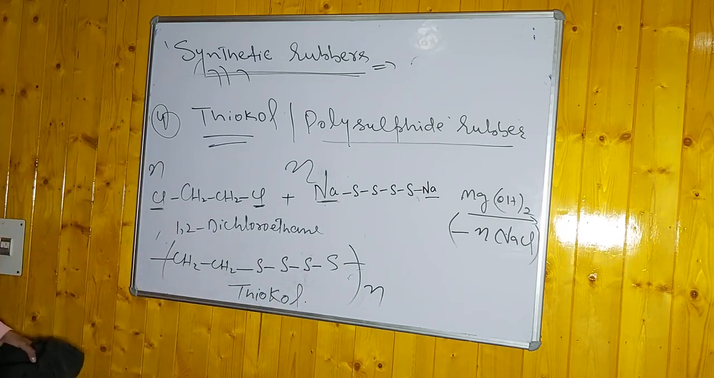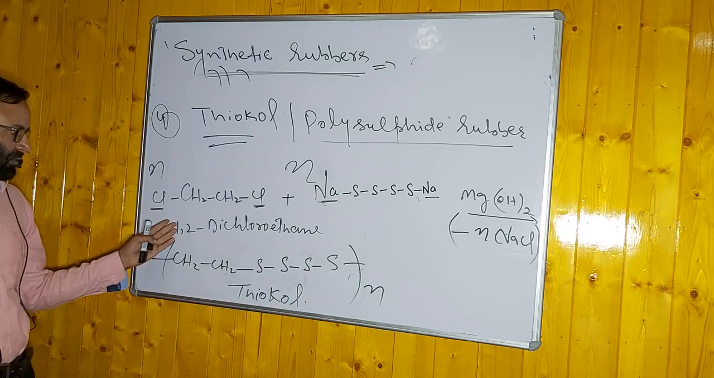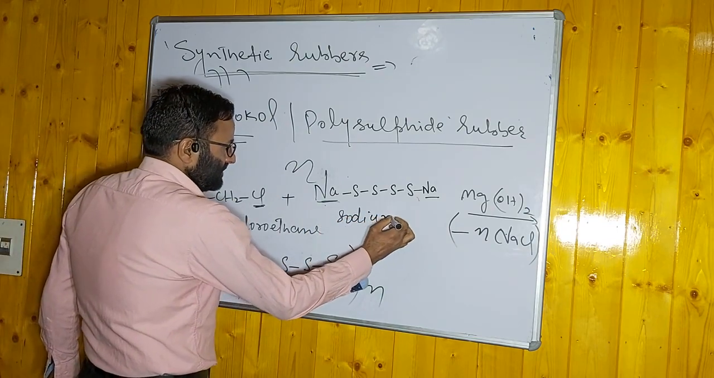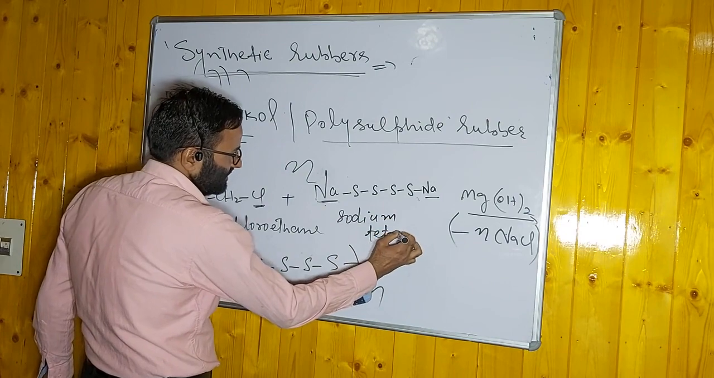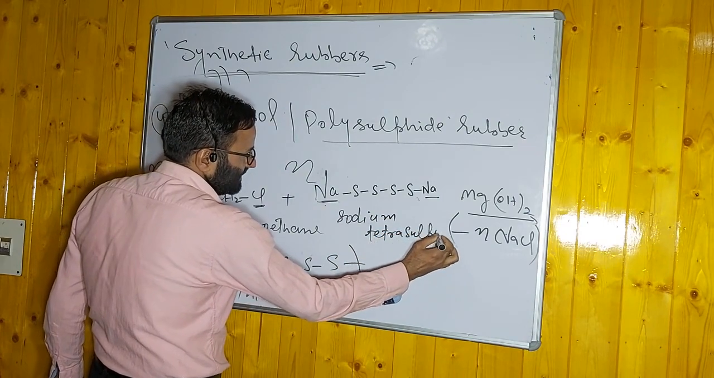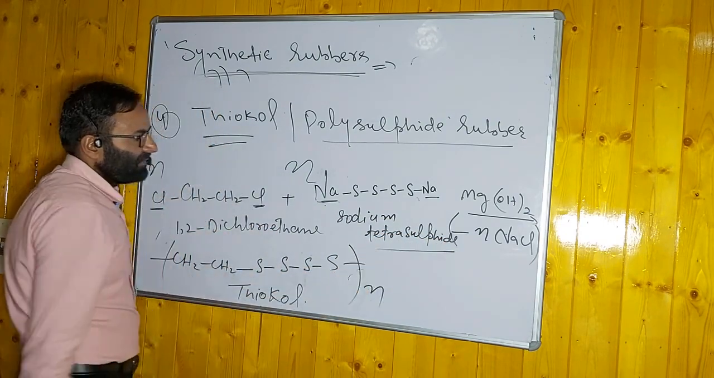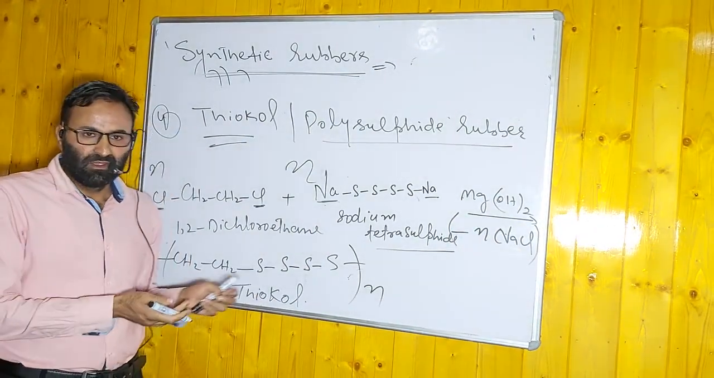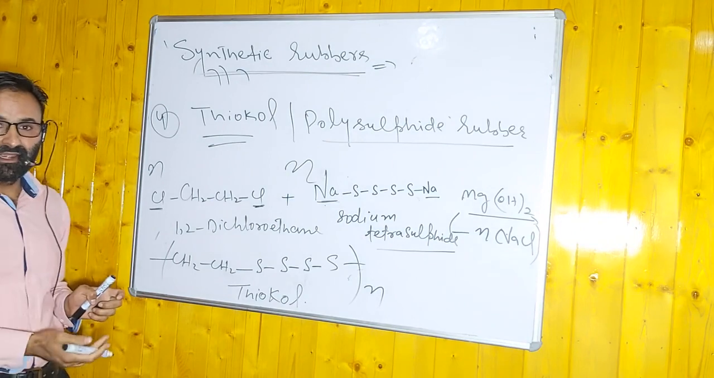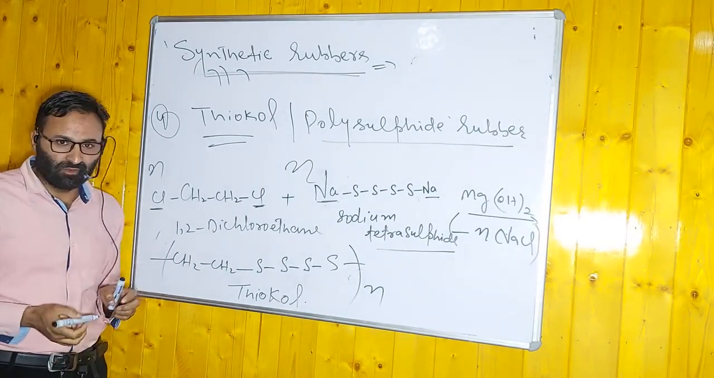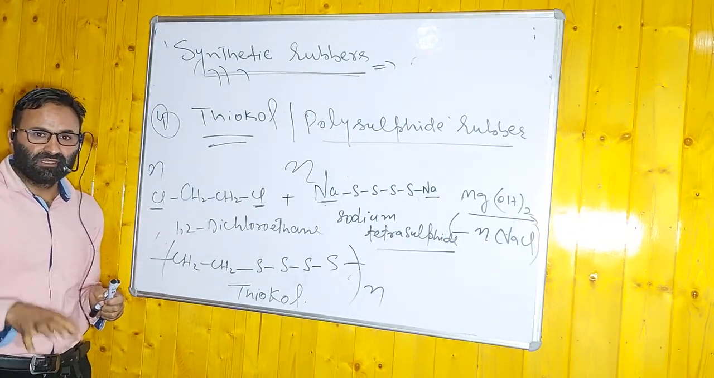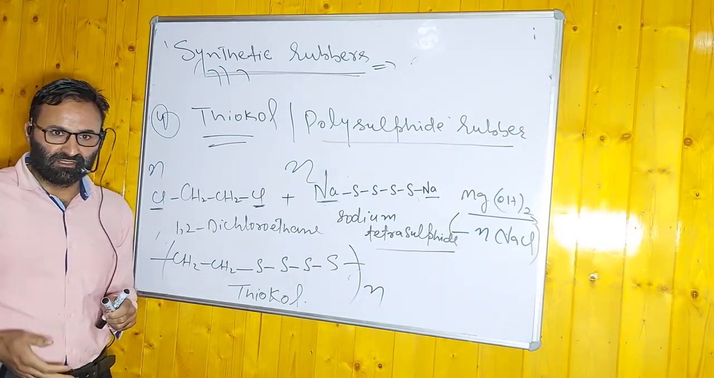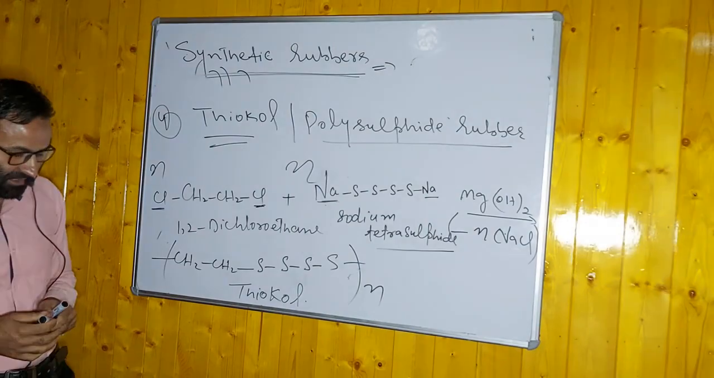How can you obtain thiokol? By heating 1,2-dichloroethane with sodium tetrasulfide. These are some important synthetic polymers: we have neoprene, Buna N, Buna S, and thiokol. This was about the rubbers, natural and synthetic. Inshallah, we will discuss the remaining things in the next lecture. Till then, take care, my dear.